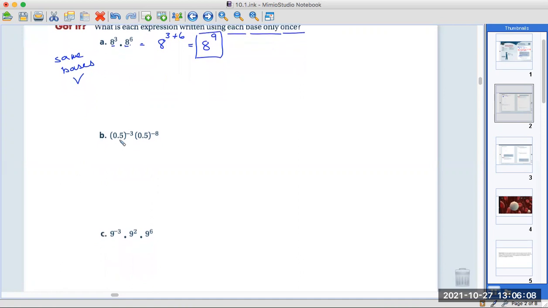0.5 is your base. And does it match? Yes, these two bases match. Okay, bases match. So you have the powers, the exponents need to be added.